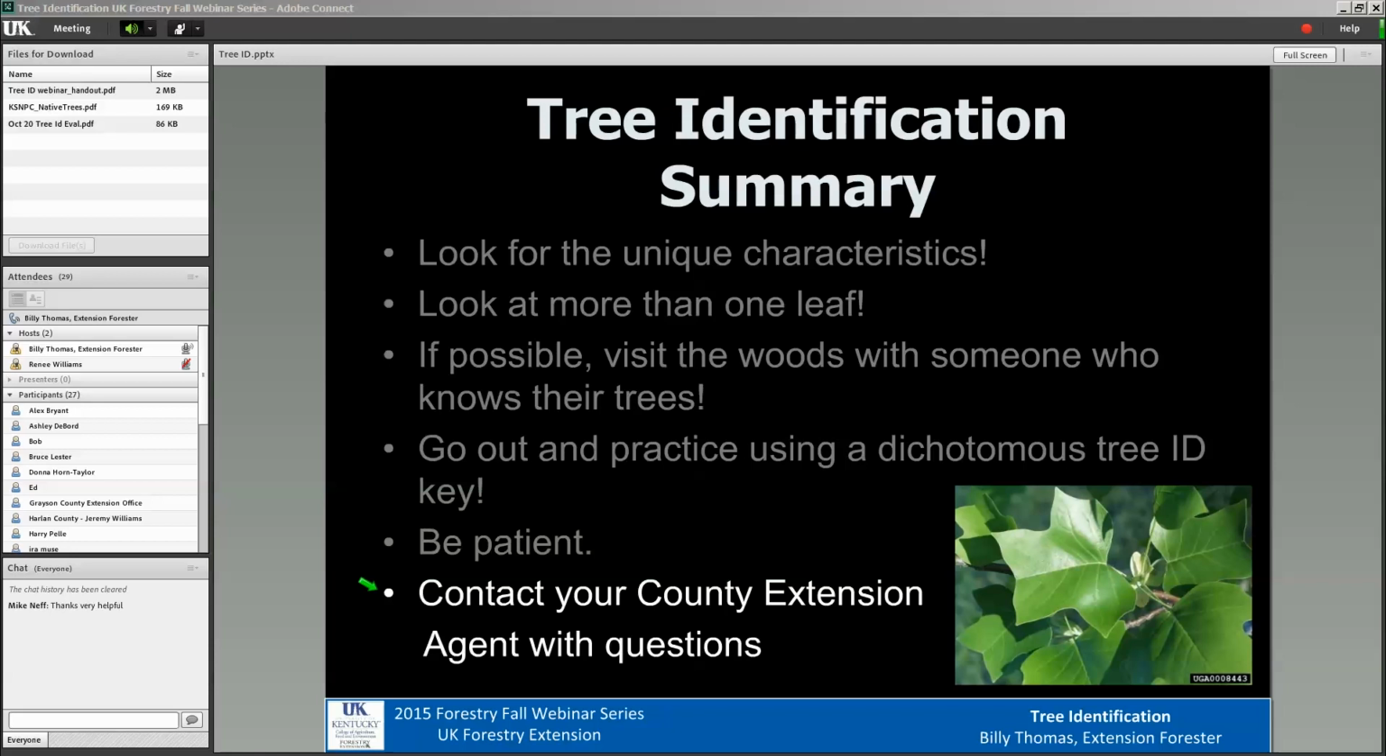And you always will have the ability to get a hold of us via email or phone if you've got questions later. But if there's a tree that you're wanting to get ID'd and you can't get it ID'd locally, send those pictures or take the sample to your county extension agent, and they know how to get them to us.